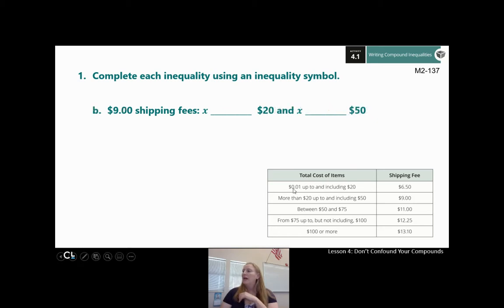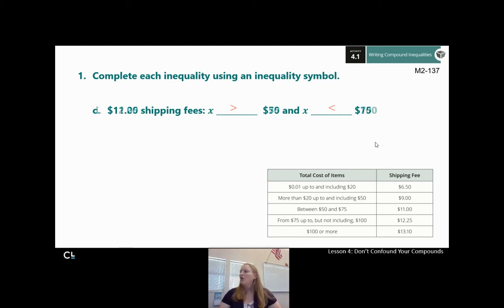For part B, more than $20. So X should be greater than 20. That one was easy, right? More than $20 is greater than 20. And more than 20, but still up to 50, and including 50, so that means less than or equal to 50. Great. For our $11 shipping fee, it says between 50 and 75. So that means it's greater than $50 and less than $75. Notice it wasn't including on that one. So X is greater than 50 and X is less than 75.